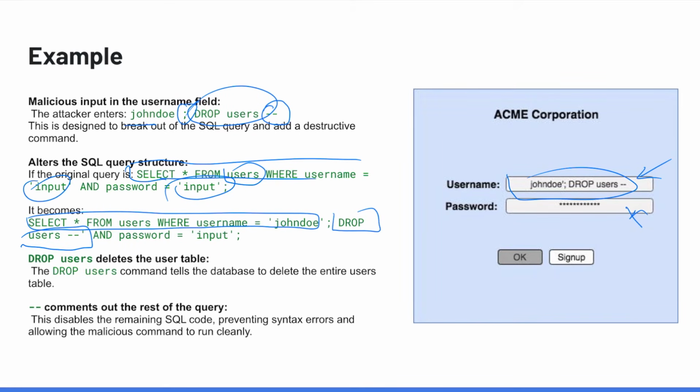So this is going to become part of that SQL command because it's taking the place of basically our username, where we would have had username input and we just had the username. Because the user inputted drop users, that's going to become part of our SQL command. And that basically tells the database to delete all of the users that are in the database.